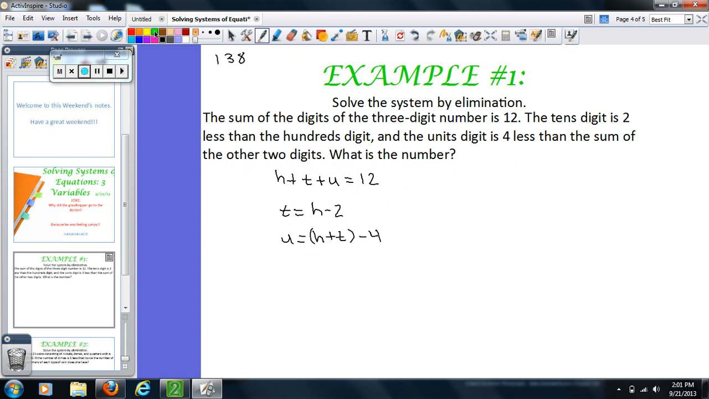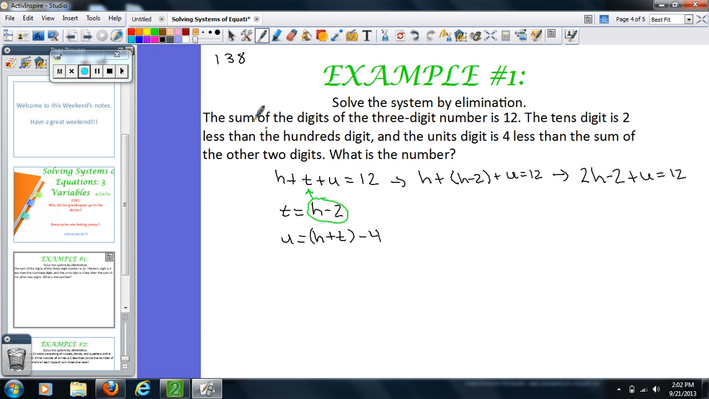Now, you can use substitution, you can use elimination, it does not matter, whichever you find to be easier. I'm going to start, because I see right here I've got a nice easy value here, by plugging that in for t in the first equation. That's going to give me h plus h minus 2 plus u equals 12. If I simplify that, since this is plus, I don't need the parentheses. That's going to give me 2h minus 2 plus u equals 12.